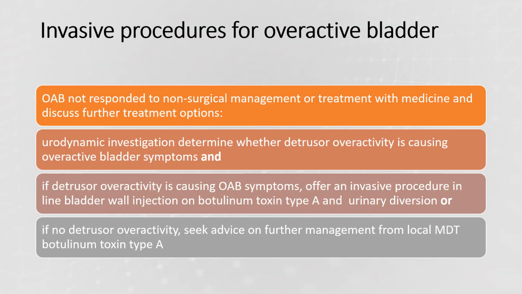Invasive procedures for overactive bladder. So for overactive bladder patients who have not responded to non-surgical management or treatment with medicine, discuss further treatment options. Do urodynamic investigation to determine whether detrusor overactivity is causing overactive bladder symptoms, and if detrusor overactivity is causing overactive bladder symptoms, offer an invasive procedure such as bladder wall injection of botulinum toxin A or urinary diversion. If there's no detrusor overactivity, seek advice on further management from the local MDT and take it from there.